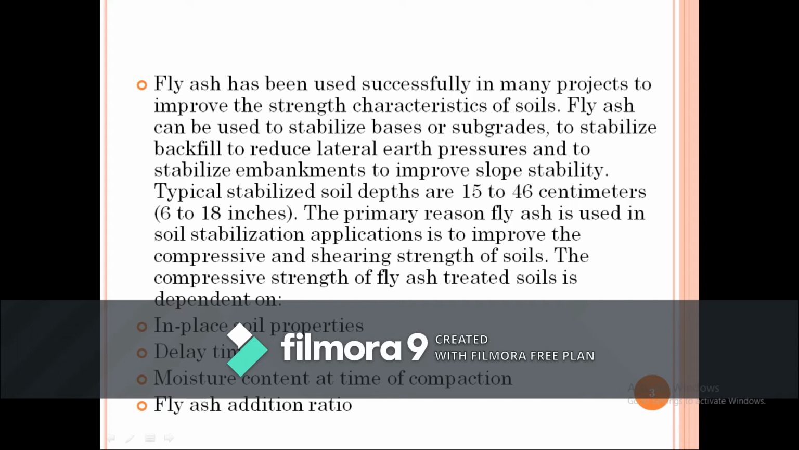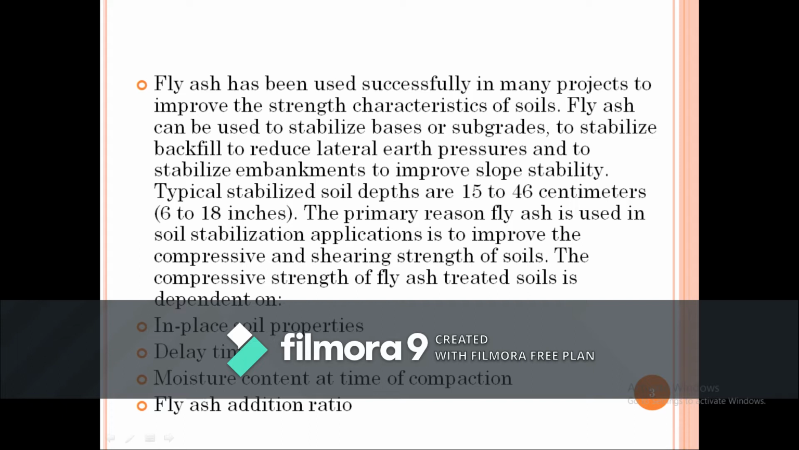The primary reason fly ash is used in soil stabilization applications is to improve the compressive and shearing strength of soils. So why are you using this fly ash? The main reason is it can increase the compressive as well as shear strength of the soil. The compressive strength of fly ash treated soils is mainly dependent on, first, in-place soil properties, delay time, moisture content at the time of compaction, and fly ash addition ratio.